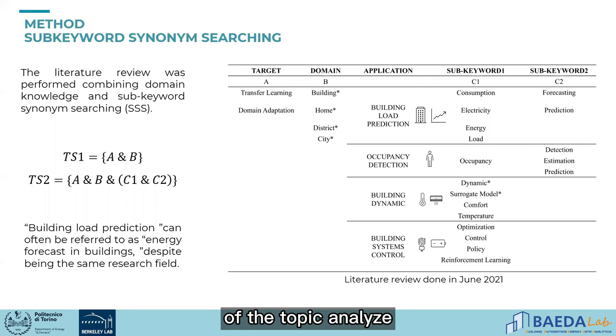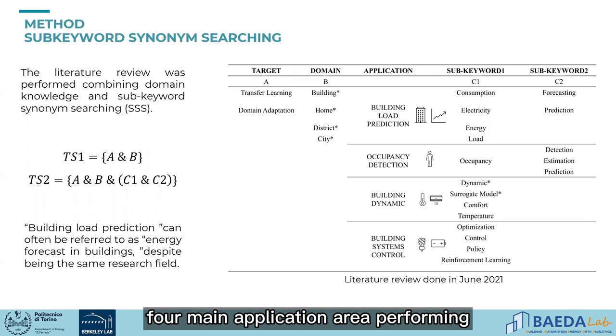However, we saw that the word building may be related to building a machine learning model. Therefore, we exploited our domain knowledge to identify four main application areas, performing sub-keyword synonym searching in order to obtain more precise results, avoiding errors. In particular, we have identified four main applications: building load prediction, occupancy detection, building dynamics, and building system control.